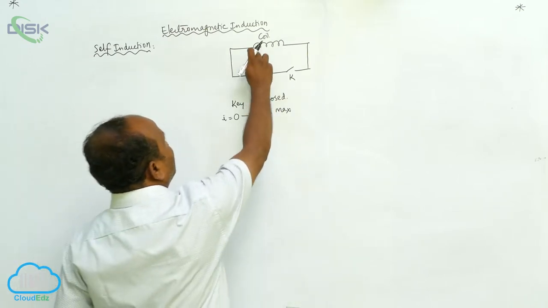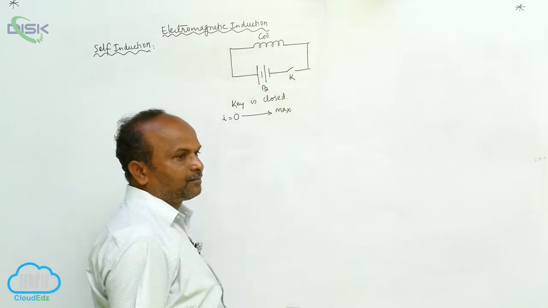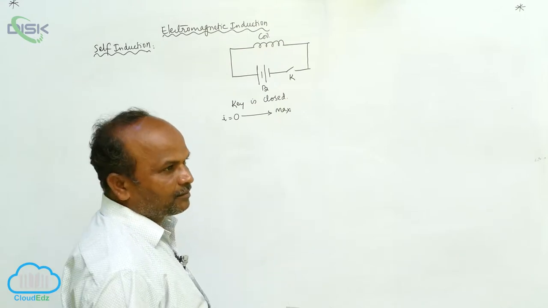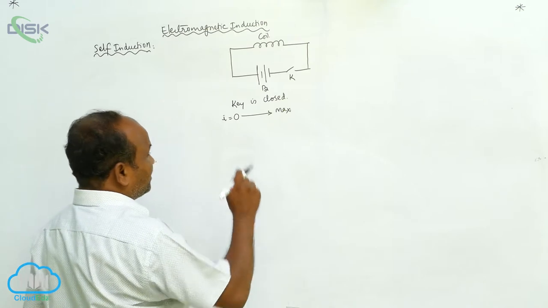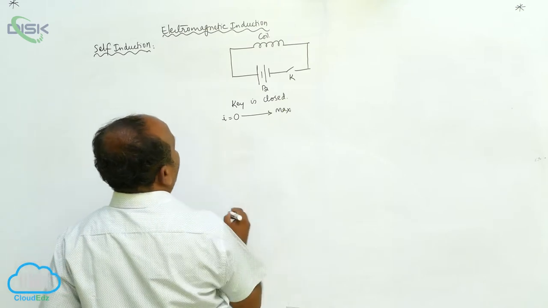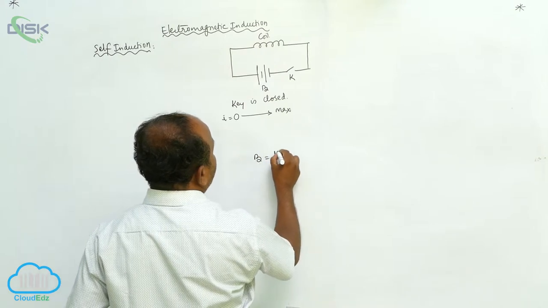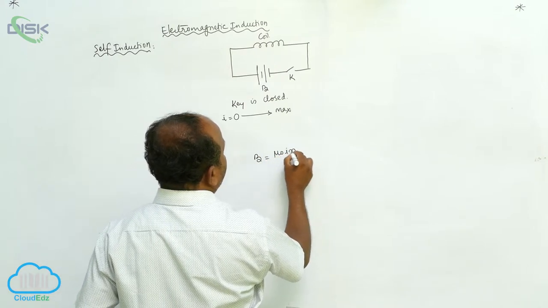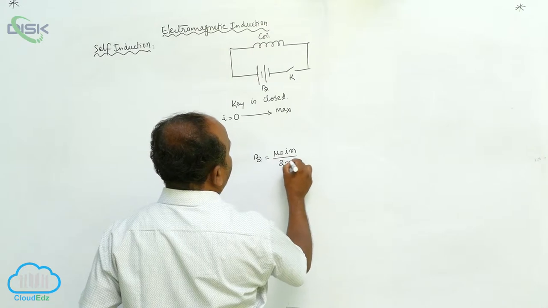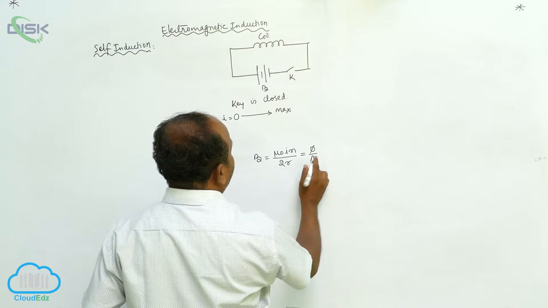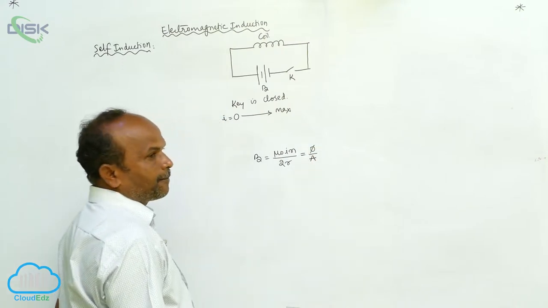Now this is called the coil. Let us consider that the coil is a circular coil. What is the magnetic field induction formula at the center? B is equal to mu naught N I by 2R. Again, B is equal to phi by A.